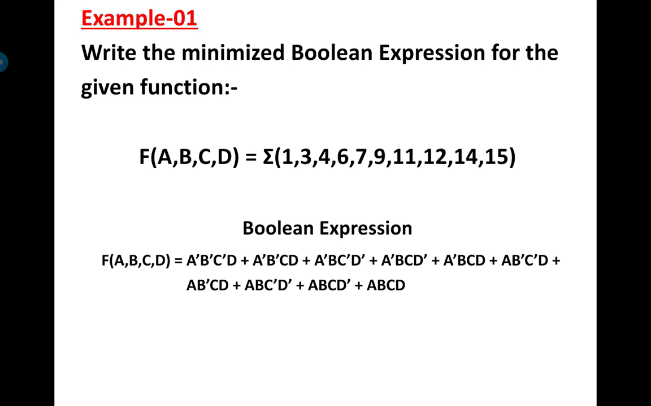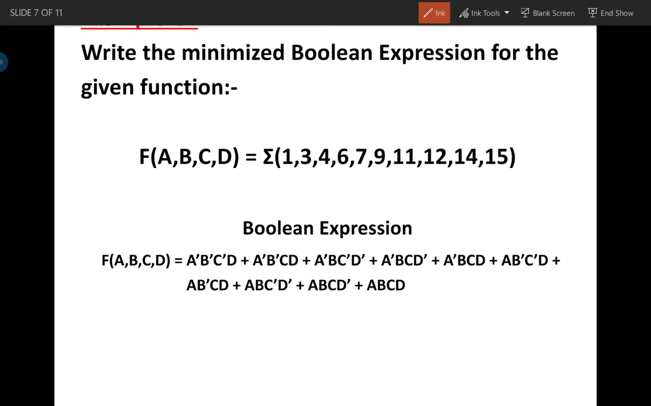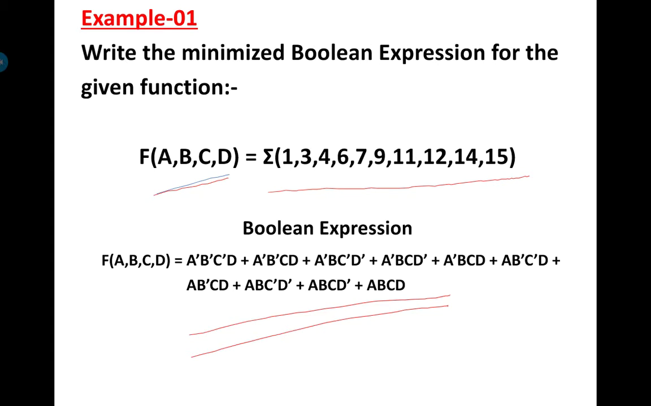Now this example is given the function of 4 variables, A, B, C, D. So the 4-variable expression is given, all the min terms are given here, and if we form the Boolean expression from this, it is an extended form of the Boolean expression. Ultimately we have to reduce the Boolean expression using K-map. So we proceed in the similar way.